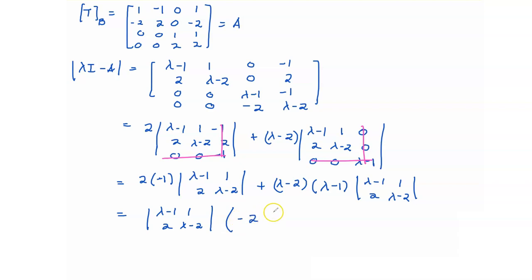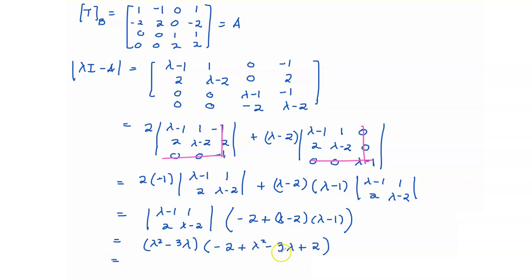Then I have negative 2 plus lambda minus 2 times lambda minus 1. This is lambda squared minus 3 lambda plus 2 minus 2. So that's just lambda squared minus 3 lambda. This is another lambda squared minus 3 lambda. So therefore, this is lambda squared times lambda minus 3. And therefore, our eigenvalues are 0 and 3.